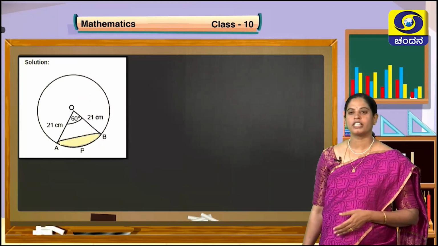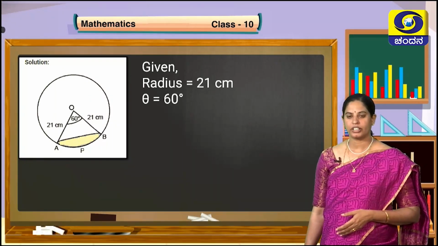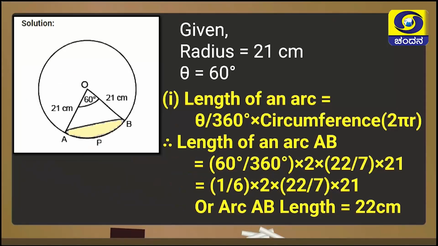What is the formula to find the length of the arc? Yes, you are right. It is theta divided by 360 degree into 2 pi r, that is circumference. Here theta is 60 degree divided by 360 degree into 2 into 22 by 7, which is the value of pi, into r, that is radius, 21. So if you simplify 60 degree and 360 degree, it is 1 by 6. So after simplifying we are going to get the length of the arc as 22 centimeter.